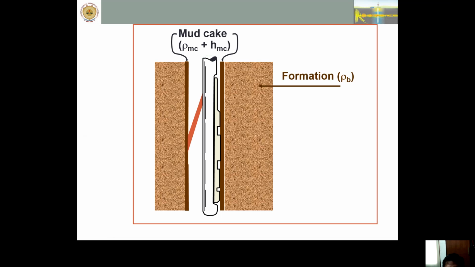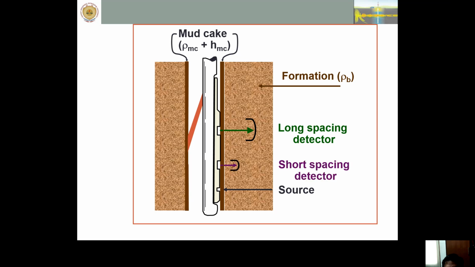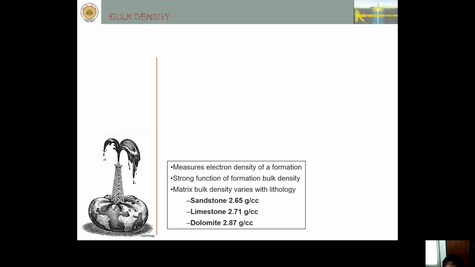Now in a formation, when we have drilled a borehole, we have mud cake, which is rho MC plus h MC. And in this diagram, we can see the source from where the emissions are happening. This is the long spacing detector in the sonde, which will measure the data. And then there is a short spacing detector. So there is a source, there is a long spacing detector, and then there is a short spacing detector.